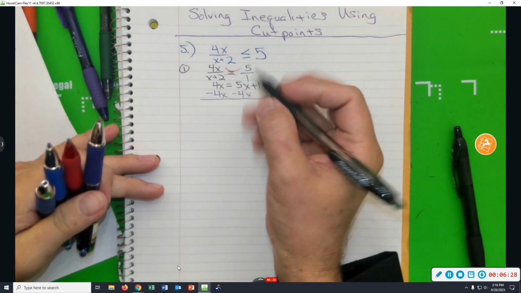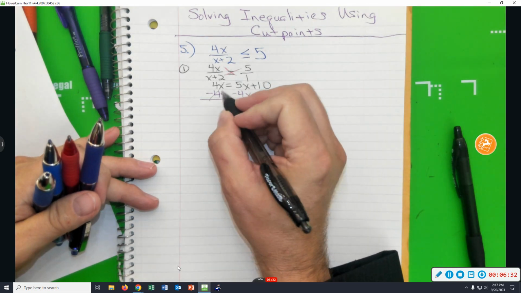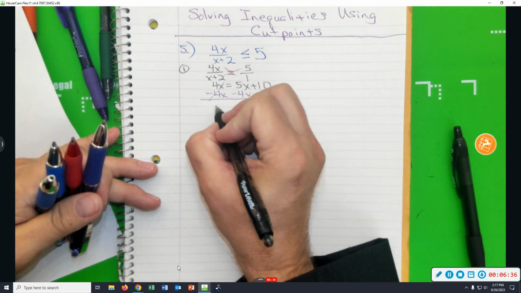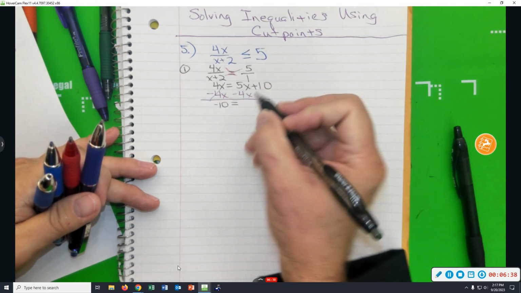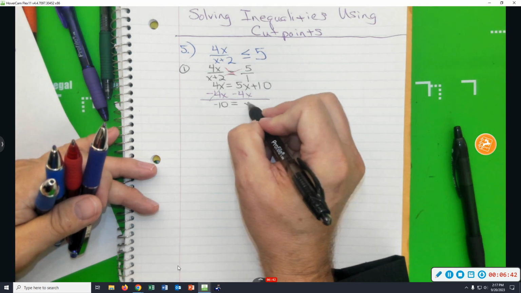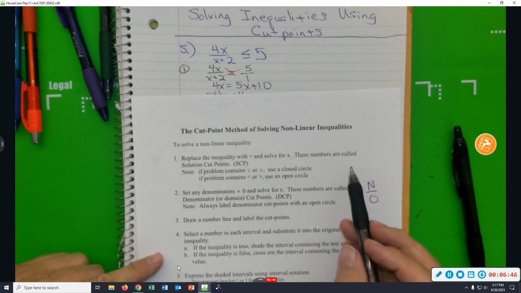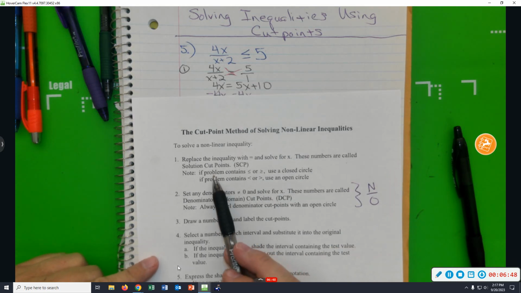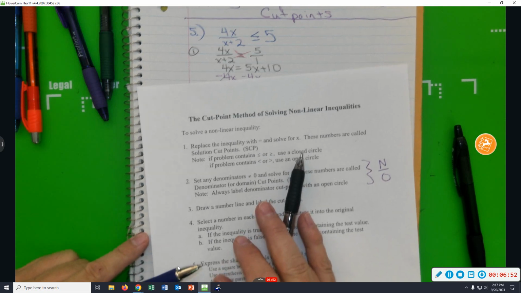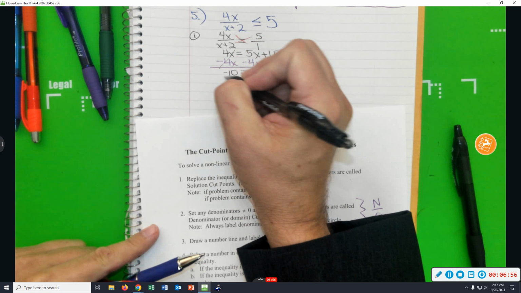Yeah, I am. So 4x minus x, that disappears. We move the 10 over. So we have a negative 10 is equal to, what have we got here? X. And notice the little recipe. The numbers we get here are called solution cut points. I'm going to be abbreviating them SCP for solution cut point. This is my solution cut point.